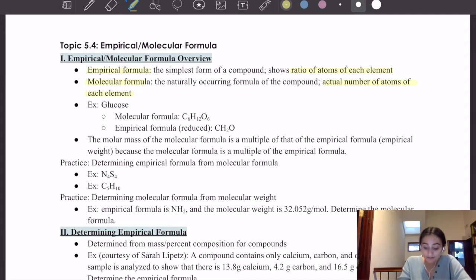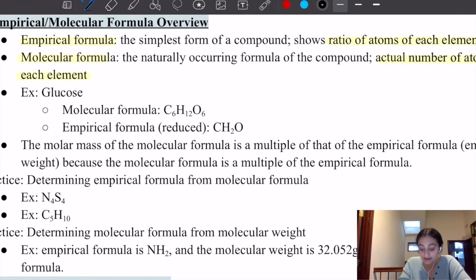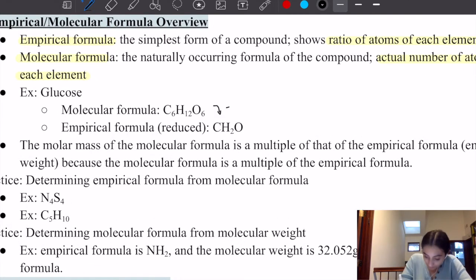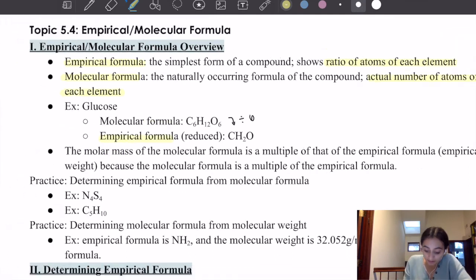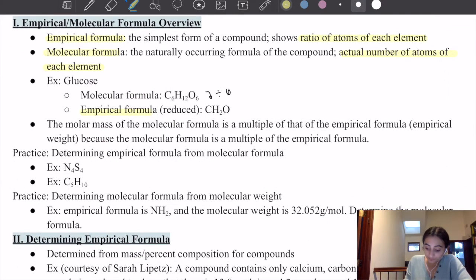So an example is glucose. If we look at the molecular formula, it is C6H12O6, but all of these subscripts have a common factor, which is 6. So if we reduce by 6, then we get CH2O. 6 divided by 6 is 1, 12 divided by 6 is 2, and 6 divided by 6 is 1. So this is our empirical formula, which is reduced.